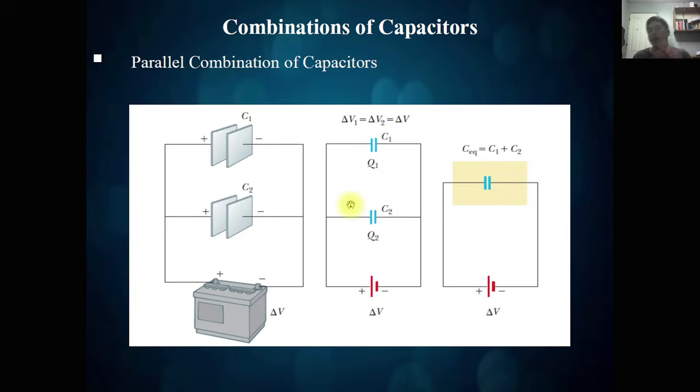So let's now try to simplify capacitors into a single capacitor. Let us take note that we can connect capacitors in either parallel or series. For the parallel combination of capacitors, here is the scenario. We have a voltage source here, which is the battery. We have capacitor 1 connected in parallel with capacitor 2.